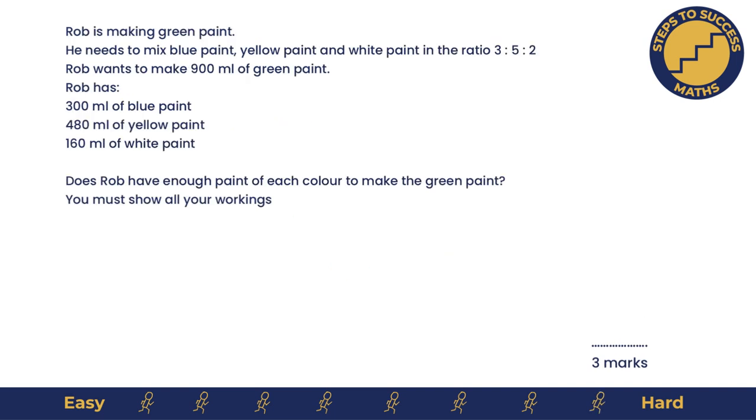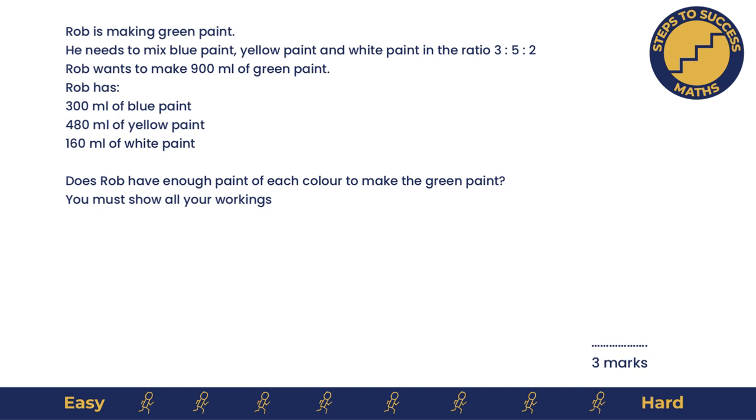Rob is making green paint. He needs to mix blue paint, yellow paint and white paint in the ratio 3:5:2. Rob wants to make 900 millilitres of green paint. Rob has 300 millilitres of blue paint, 480 millilitres of yellow paint, 160 millilitres of white paint. Does Rob have enough paint of each colour to make the green paint? You must show all your workings. So let's just work out how much you would need and then check if his numbers match.